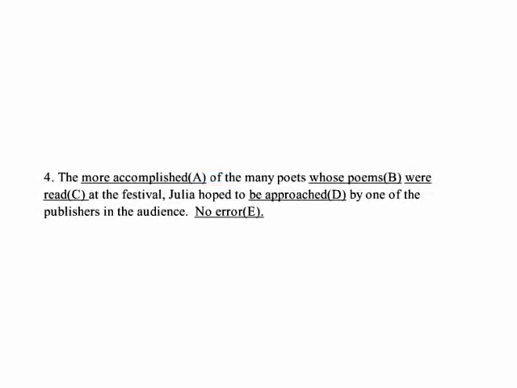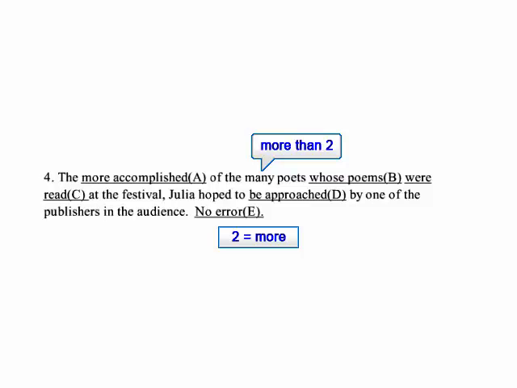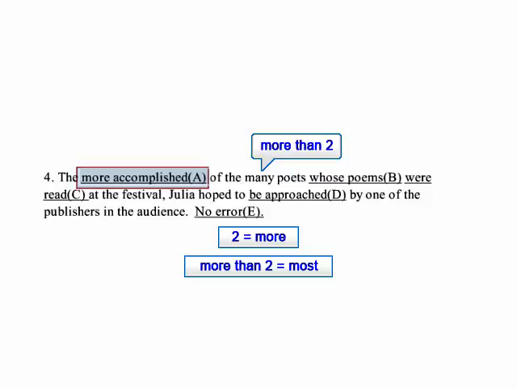Sentence number 4. The more accomplished of the many poets whose poems were read at the festival, Julia hoped to be approached by one of the publishers in the audience. Careful here, because we're talking about many poets. We can't change many poets, so there's more than 2 poets. Remember, if there's 2, in this case you're comparing 2, this is comparative, comparing the 2, you'd have more is the correct answer, which is what you've got here. But there are more than 2, so you're dealing with the superlative, so that should be most. So A is our error here.